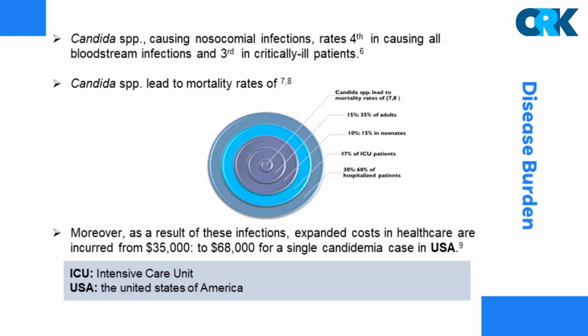Prominently causing nosocomial infections, Candida species rates 4th in causing all bloodstream infections and 3rd in bloodstream infections in critically ill patients. Worldwide, Candida species lead to high mortality rates of 15% to 35% in adults and 10% to 15% in neonates. Candidemia also results in mortality of 47% of intensive care unit admitted patients and 30% to 60% of hospitalized patients.